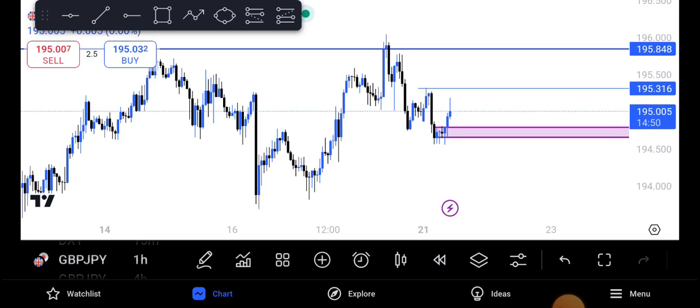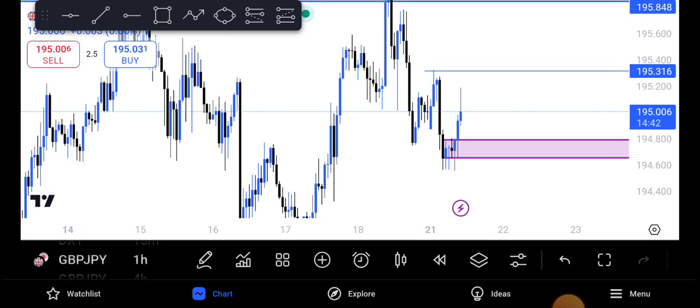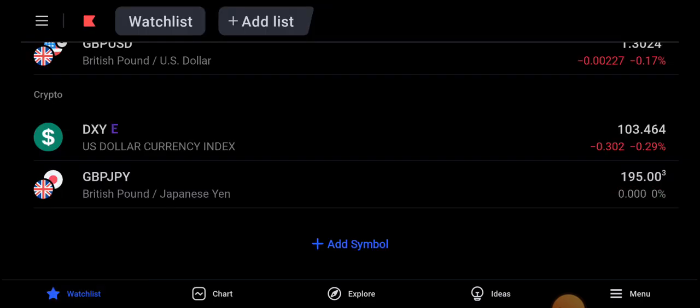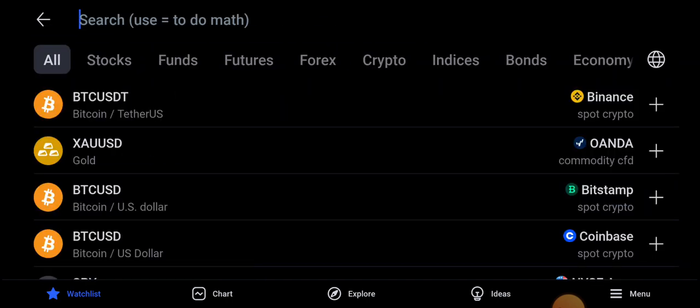But remember, that market is also consolidating, so it's advisable to avoid it too. You can stay out on a ranging market or consolidating market. You can stay out and watch from afar and see what is happening.